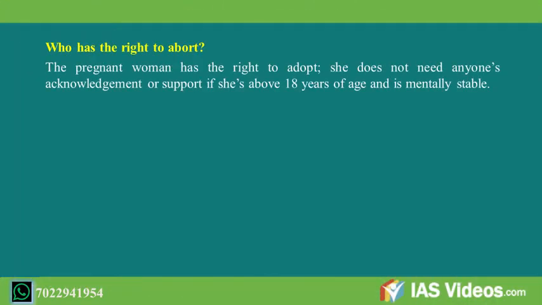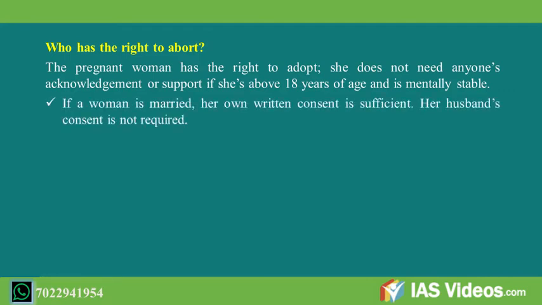The pregnant woman has the right to abort. She does not need anyone's acknowledgement or support if she is above 18 years of age and is mentally stable. If a woman is married, her own written consent is sufficient. Her husband's consent is not required.